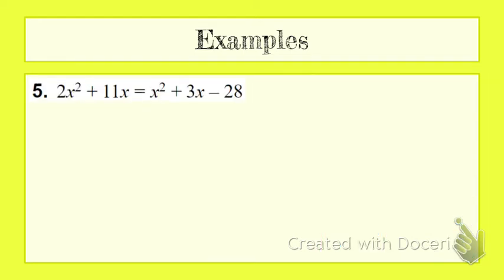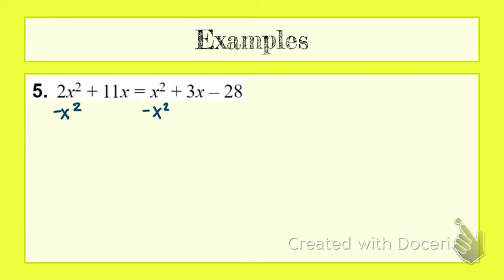Number 5, we have to do some moving around again. Just out of habit, I like to move things from the right to the left. So you always have to do the opposite of what's happening. Like this is a positive x squared, so we're going to subtract x squared. So let's subtract x squared from both sides.